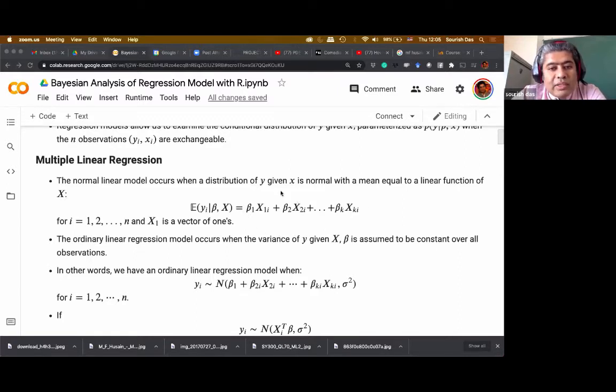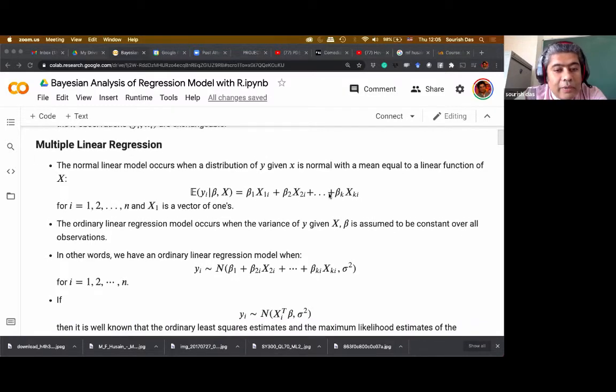In this model, if you just take x1 equal to 1 for all i, then this part becomes basically what we call the intercept part in statistics. In the machine learning community, we call it bias. So in that way, it is a generic way of writing the model.